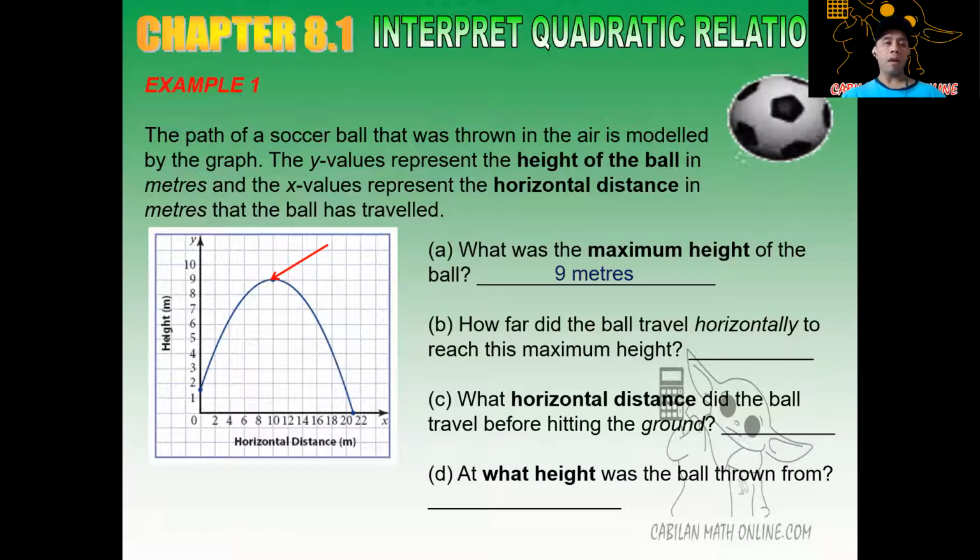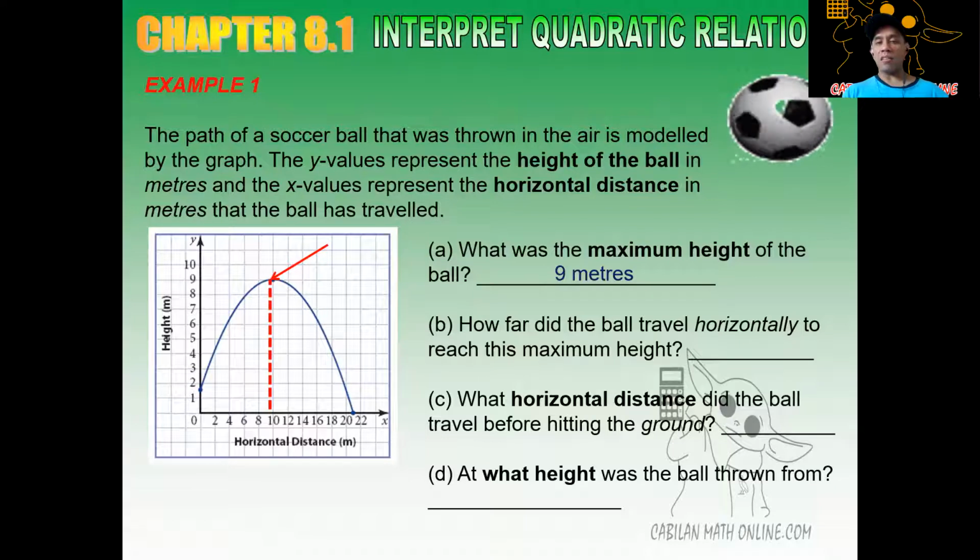All right. So for part B, it says how far did the ball travel horizontally to reach this maximum height? So we're still talking about this one point here. And what this is asking us is how much did it travel across to reach that height? And basically, we just take that point, and this time we're reading off the horizontal axis.